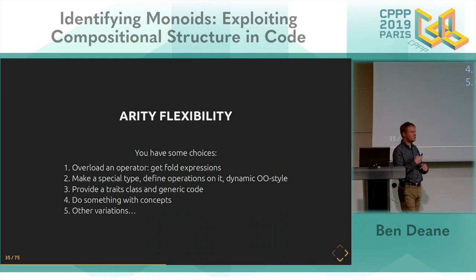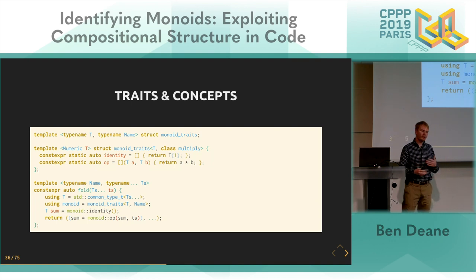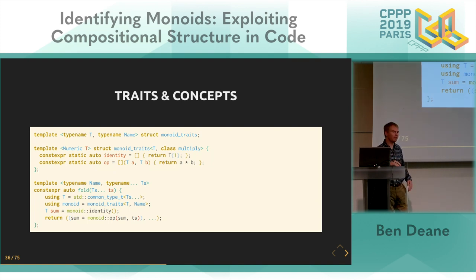So here's my take on an attempt to write a generic sort of fold. You might do this if you were using traits classes. So I've got the numeric concept in there, and I've defined a monoid traits which is overridden for each operation. The key thing here is that different operations are going to have different traits. So here's the traits for multiply, and my constraints on T, presumably it's a numeric, so I have to be able to construct it from 1, which is the multiply identity, and I need to be able to multiply two Ts.